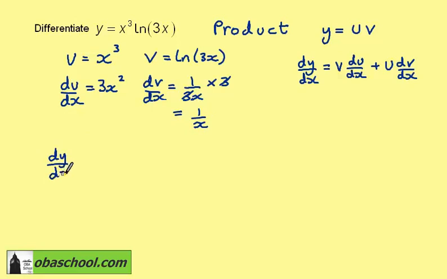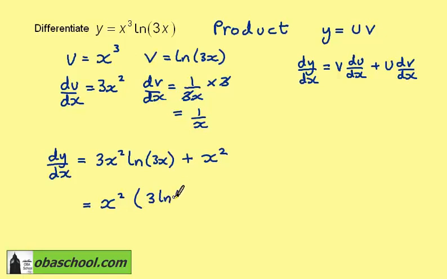So dy dx is going to be equal to v du dx, so we get 3x squared times log 3x plus u times dv dx. X cubed times 1 over x gives x squared. We have now differentiated, but we might just tidy by taking out the common factor of x squared, giving us x squared times (3 log 3x plus 1).